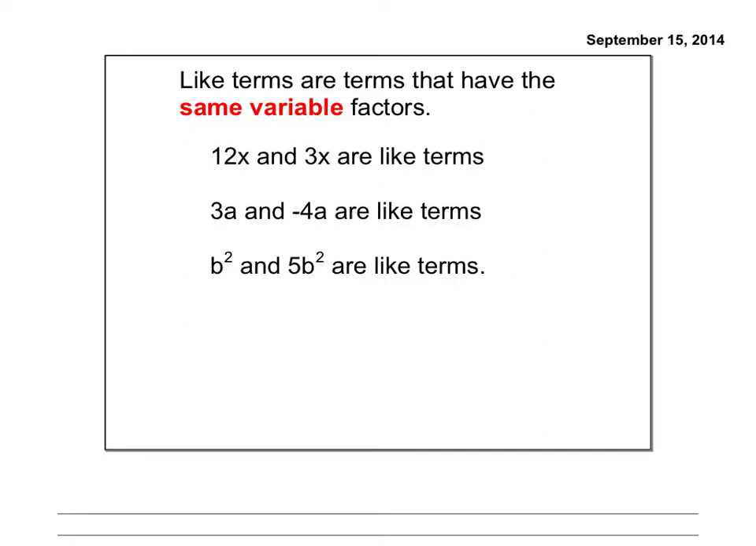So 12x plus 3x are like terms because the x is the same in each one. It has to be exactly the same. 3a and negative 4a are like terms because the a and the a are the same. b squared and 5b squared are like terms because the b squareds are exactly alike in each one of them.